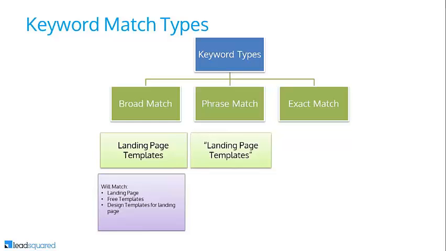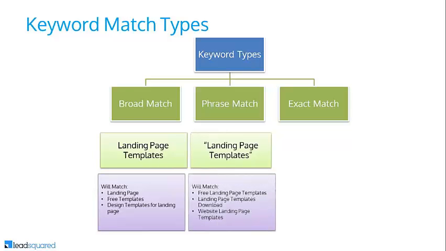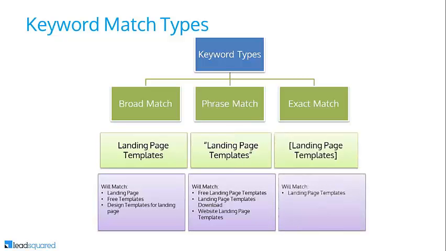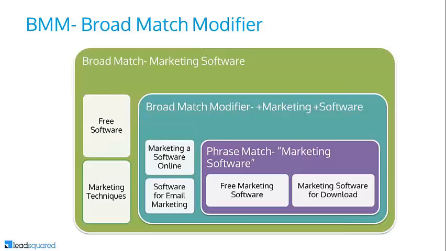Okay. For phrase match, it is search queries like free landing page templates download, and website landing page templates. Your ad gets generated because you can see those search queries have landing page templates together. So this is the concept of phrase match. For exact match, your ad is only generated on the exact search term. Right?